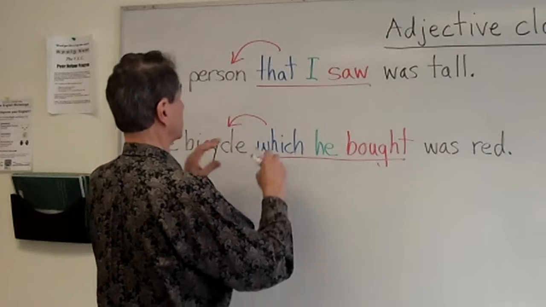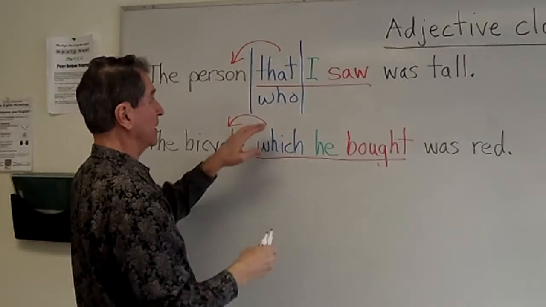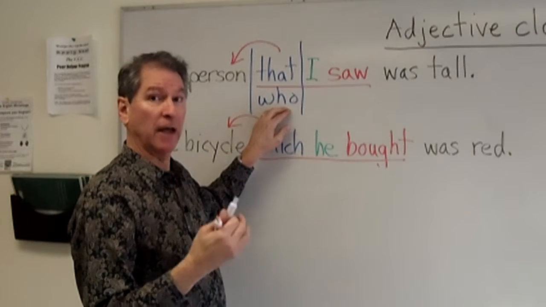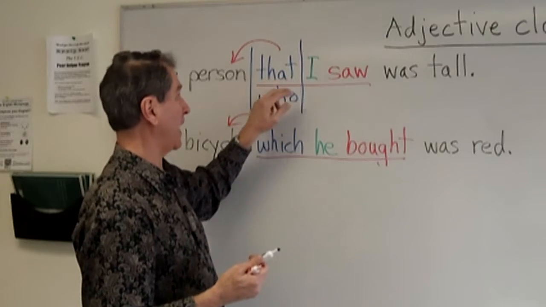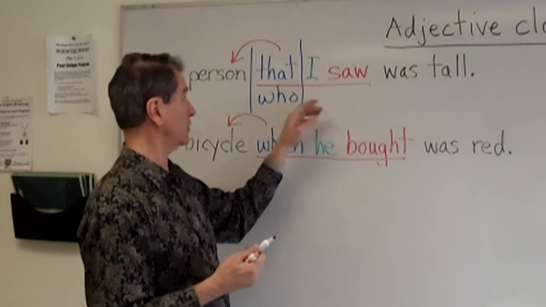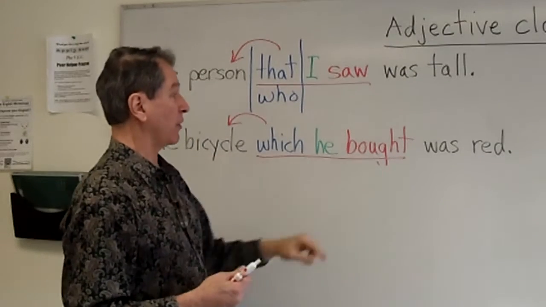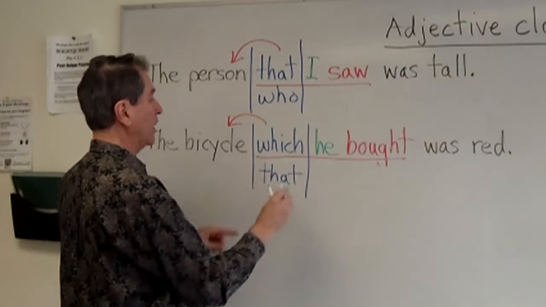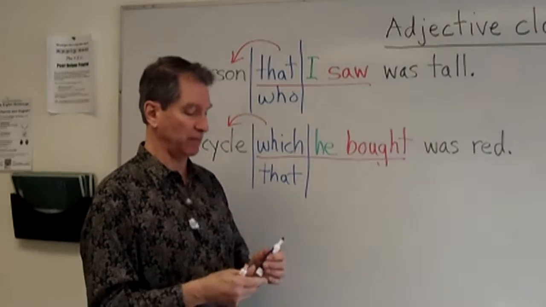The second marker is who. So if I put who here, I can actually substitute it in place of that. Now there are some people who also use the word whom, which is actually grammatically correct here. However, very, very few people use the word whom. Most people just say who or that. So you can say, the person who I saw was tall, or the person that I saw was tall. That and who are used for people. The bicycle which he bought was red. I can also say the bicycle that he bought was red. So which and that are used for things.